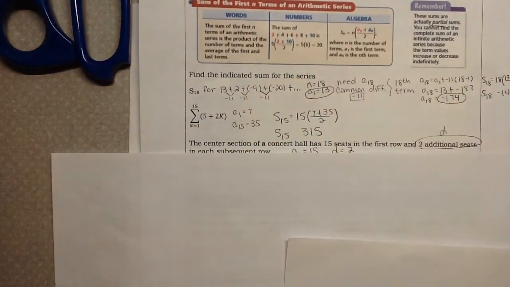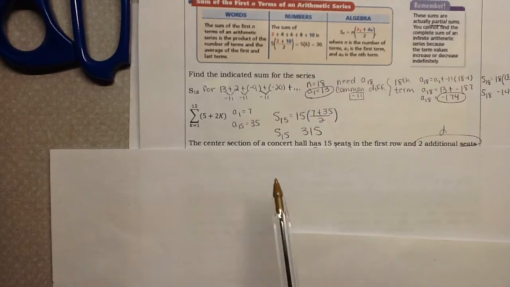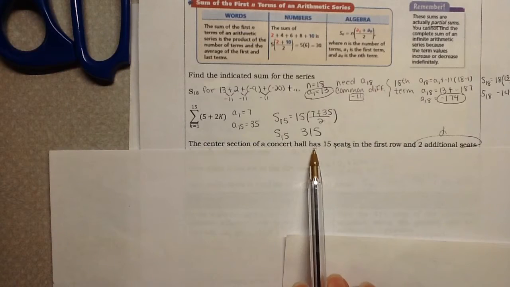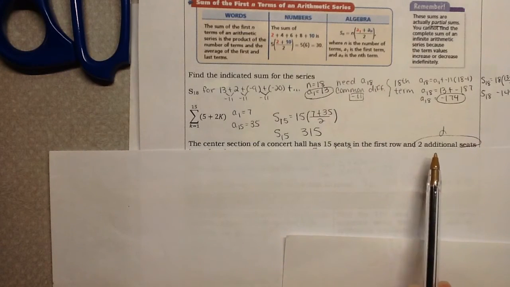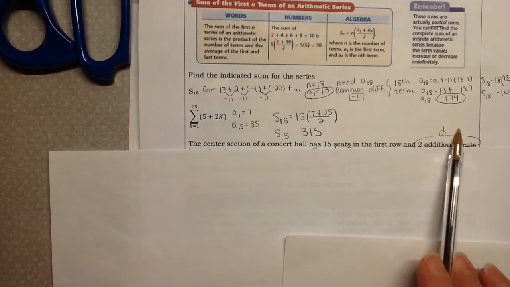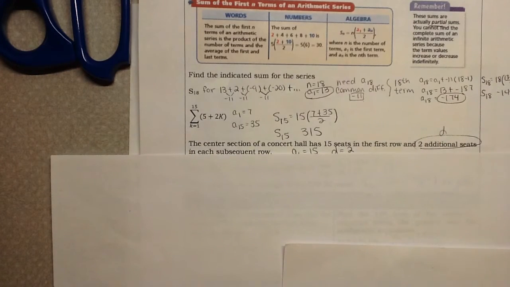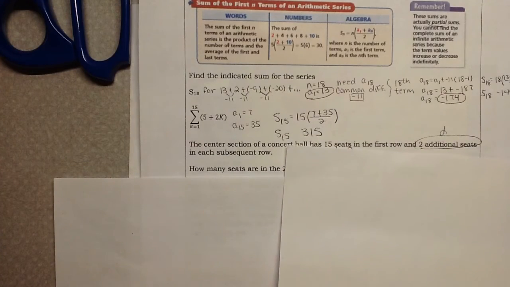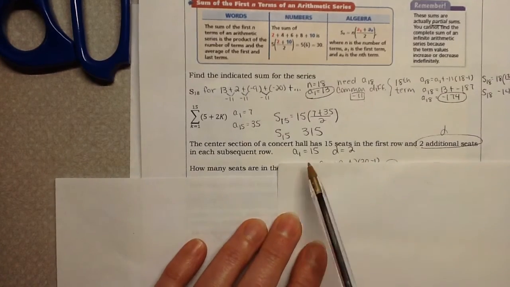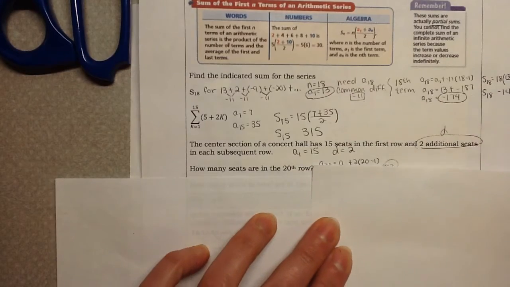Okay, the last thing that I want to do is to give you a practical application of where you can use this. And let's say that we have a center section of a concert hall that has 15 seats in the first row and 2 additional seats in each subsequent row. Well, if each row differs by 2, that's going to be the common difference. So we want to know how many seats are in the 20th row.